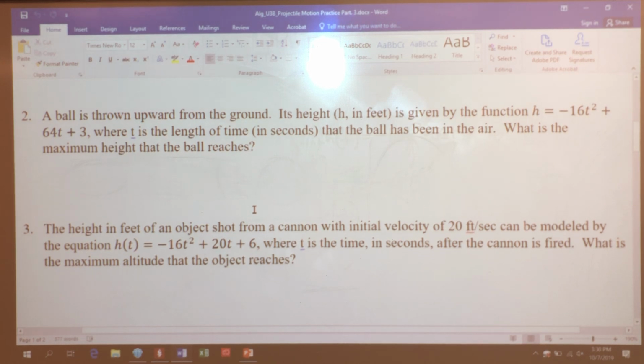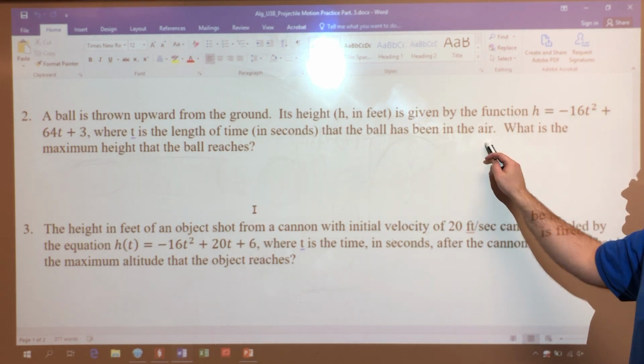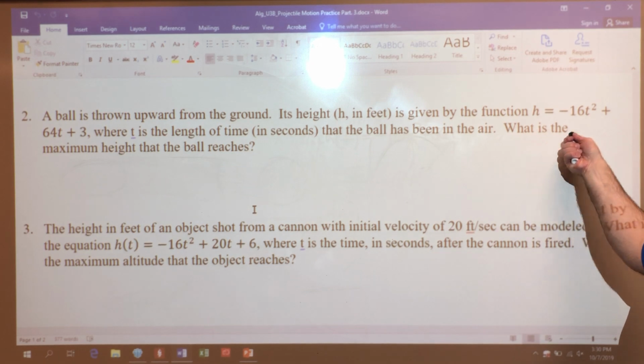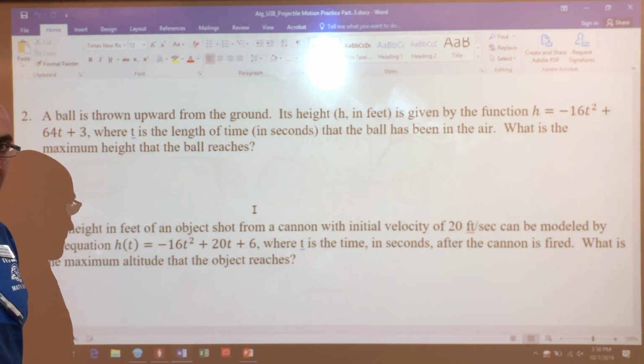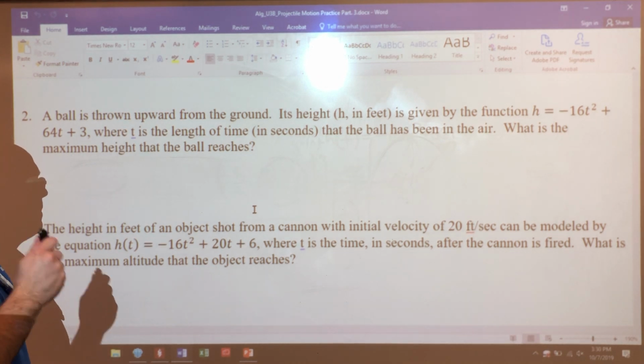A ball is thrown upward from the ground. Its height is negative 16t squared plus 64t plus 3, where t is the time in seconds the ball has been in the air. The only question is, what is the maximum height the ball reaches? So it's the what, okay? What is the maximum height?